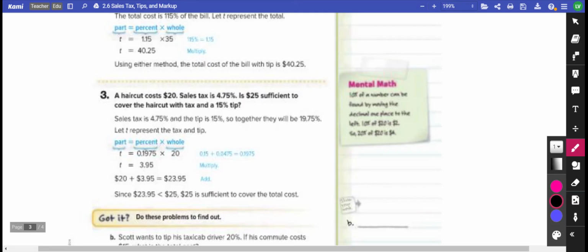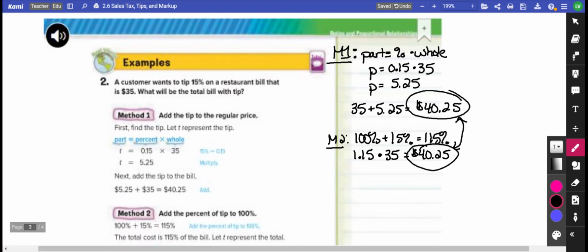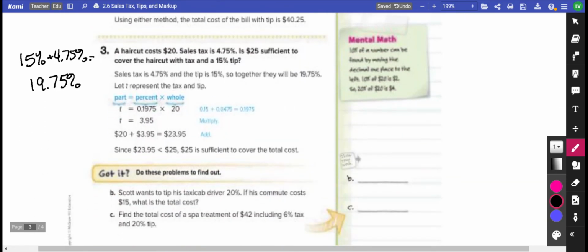So what we want to do is add those two together, meaning we want to take our 15% tip and our 4.75% tax and find out that is 19.75% in addition to the $20. So you could solve this like method number 1, where we find what that part is and then add it to the total. Or you could do method number 2, where you add the percent to 100%.